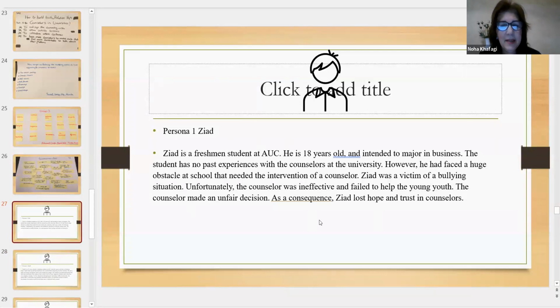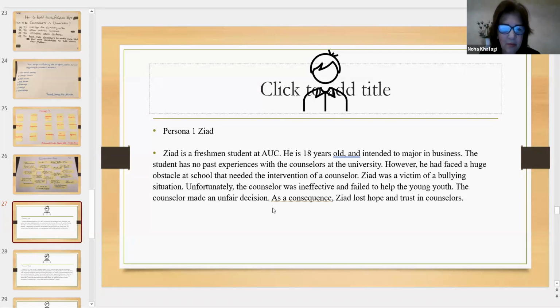Okay, this is the combination of 5 or 8 interviews where the students had to combine them all together. Ziad is a freshman student at AUC. He's 18 years old and intended to major in business. The student has no past experiences with the counselors at the university. However, he had faced a huge obstacle at school that needed the intervention of a counselor.